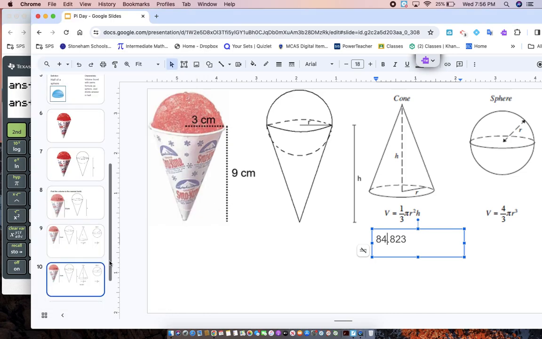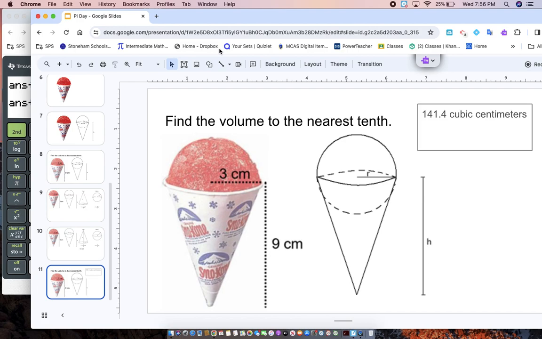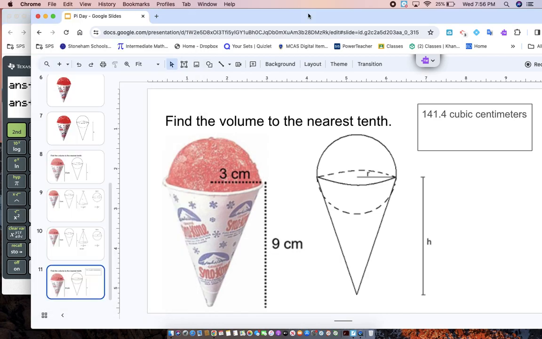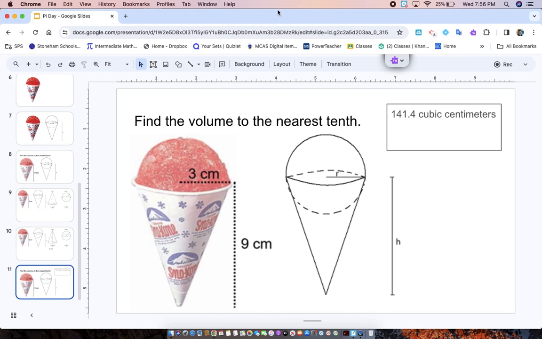There you go. So when it's asking for the volume of this entire shape to the nearest tenth, right? I got all these decimal points. You can see I'm rounding it to 141.4 cubic centimeters. Volume has cubic units there. So that's the volume of the snow cone that we found using our formulas on the calculator. Happy Pi Day!